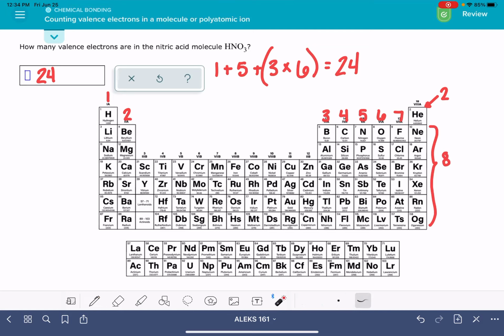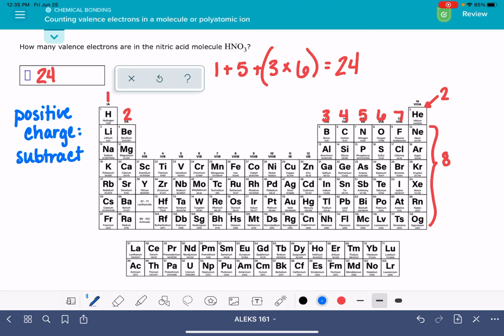Now, I do want to let you know that sometimes on this problem, some of the things that you're going to get are ions, meaning that they are going to be charged. This is a molecule, so I don't have a charge on it. But if you end up with a charge, like maybe you have NH4 plus, or maybe you have NO3 minus, you've got to take that charge into consideration when counting the number of valence electrons. So if you have a positive charge, you need to subtract electrons. So you need to subtract that number of electrons.